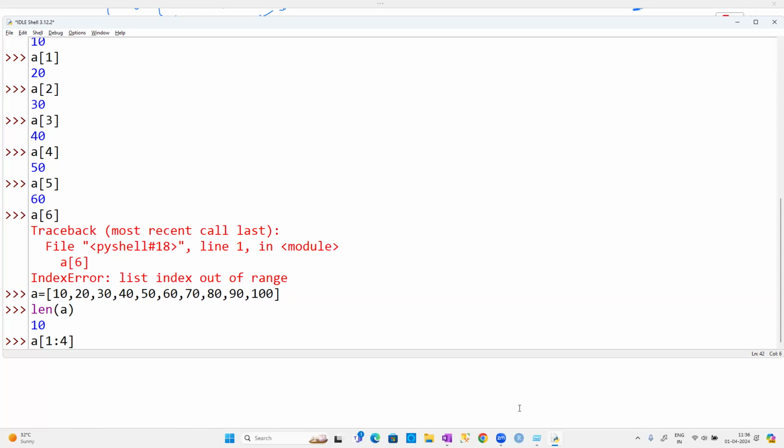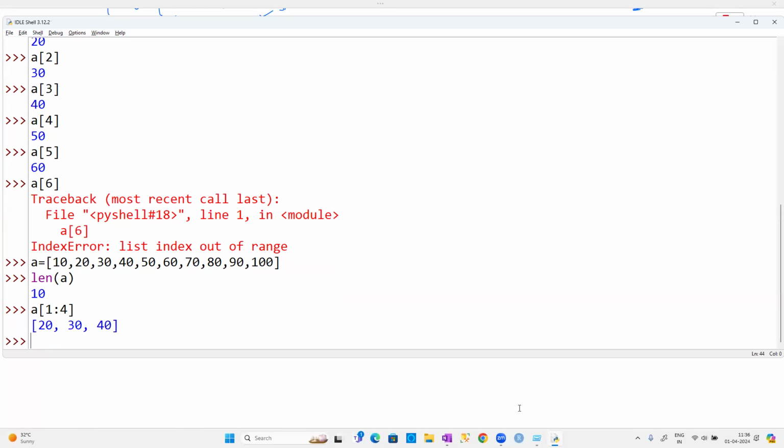Only 3 elements have to come, guys. How can you say that it is 3 elements? It is going to be nothing but 4 minus 1, which is 3. 20, 30, 40.